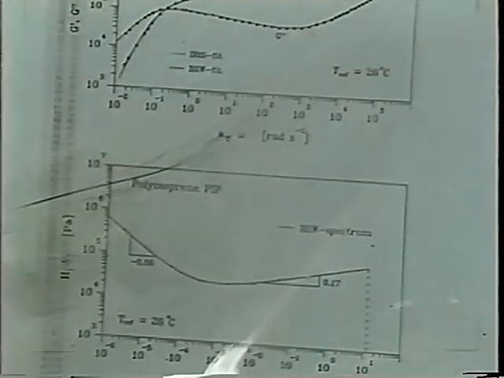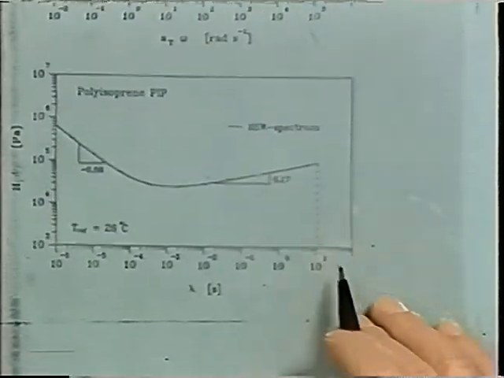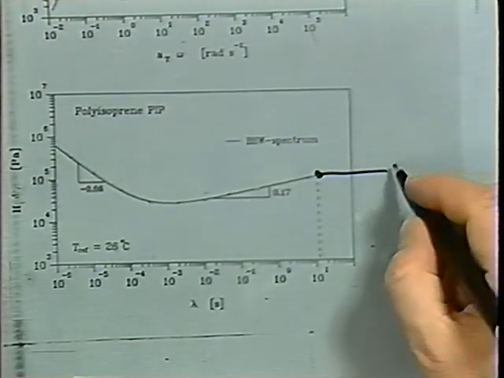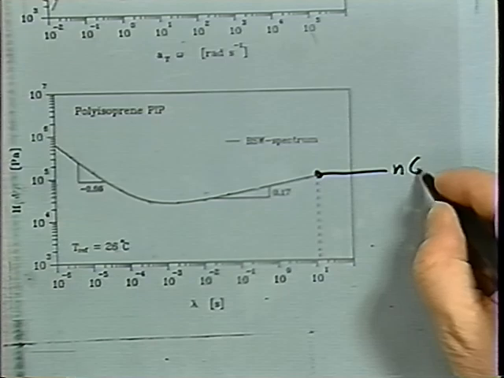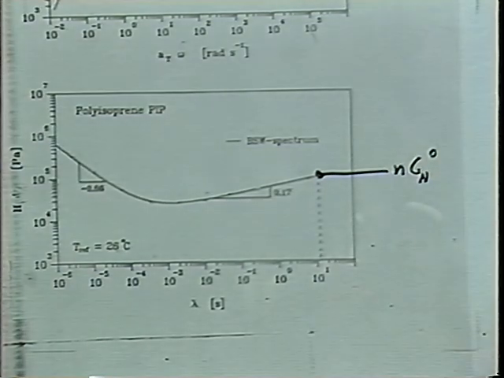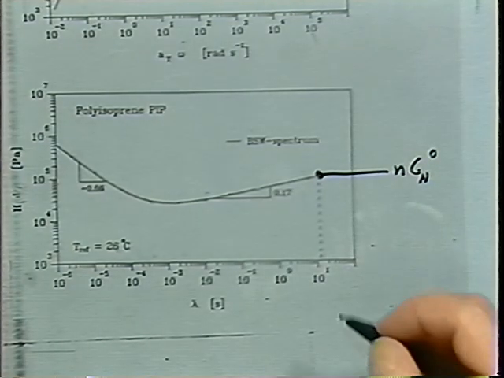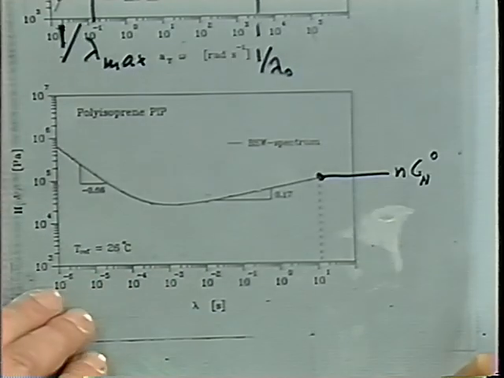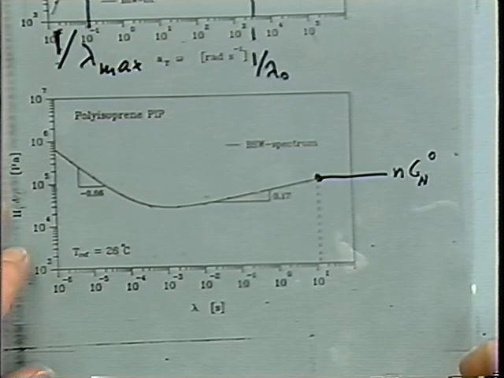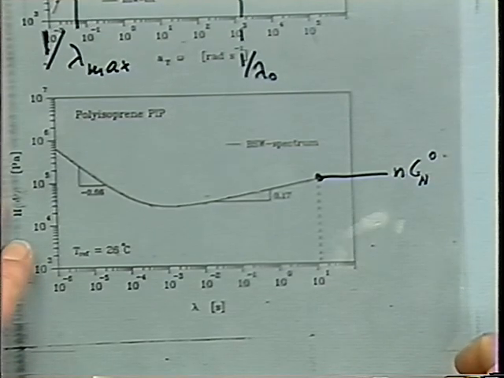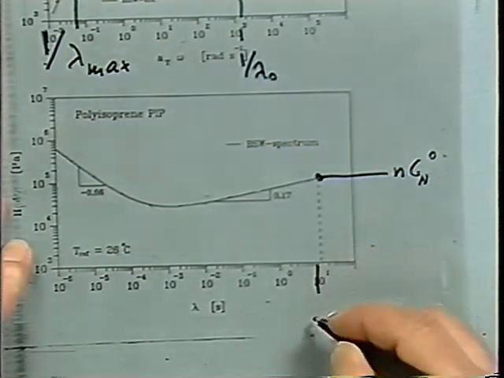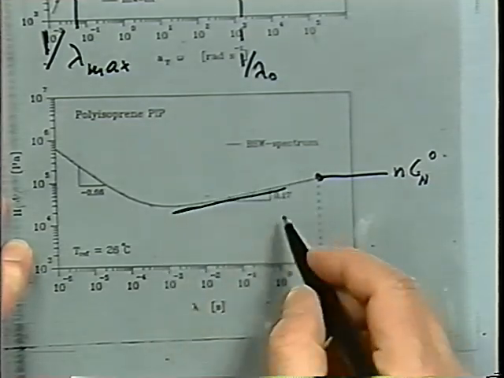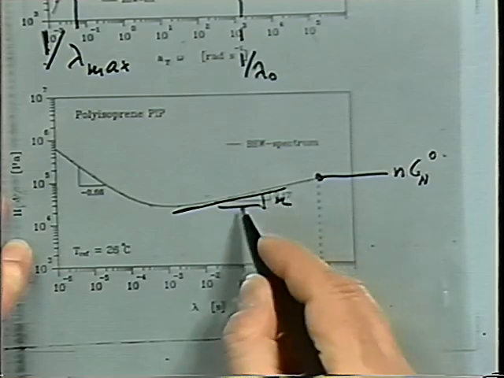And then you write down and plot your spectrum. This highest point here has the value n times Gn0, so that's what we just determined before. And it has the longest relaxation time. This is lambda max. And this is the slope, which we just determined. This is slope n.